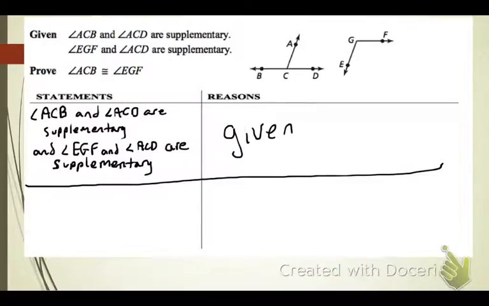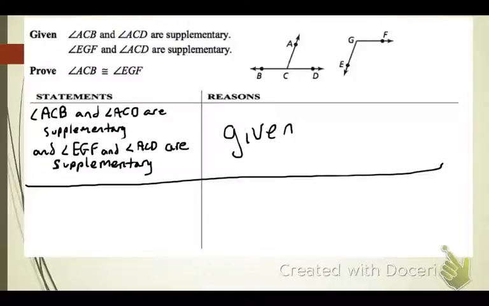So of course we're going to start out our proof writing our given. The angle ACB and angle ACD are supplementary. Also angles EGF and ACD are supplementary. Now notice I just wrote that all as one step, and I wrote given. I had a little bit of space to write a whole lot, so I used up several lines, and I just drew a line to say, okay, all of this goes together, here's my one reason.